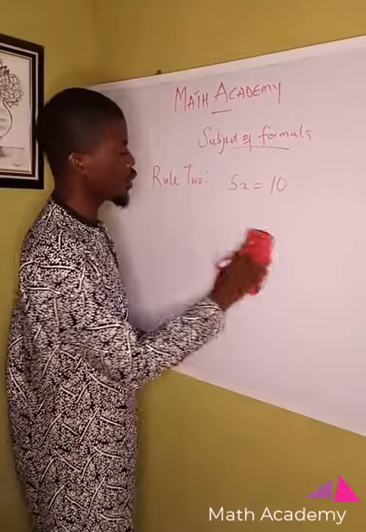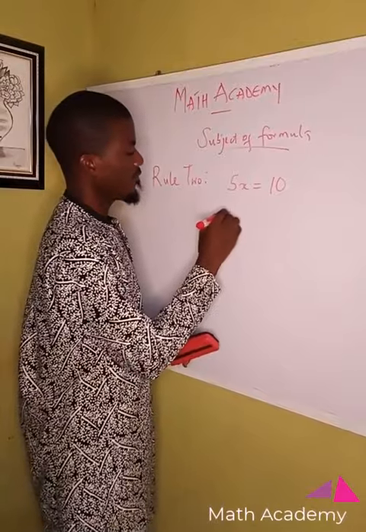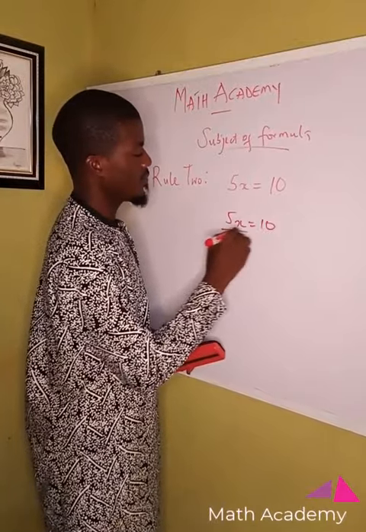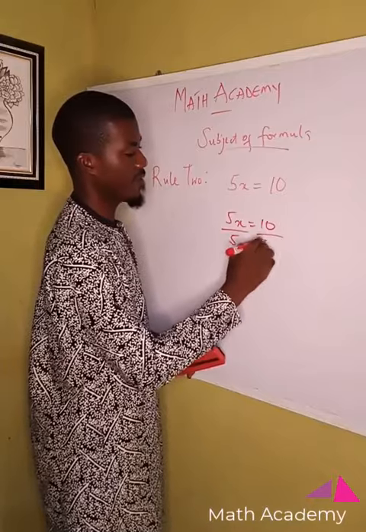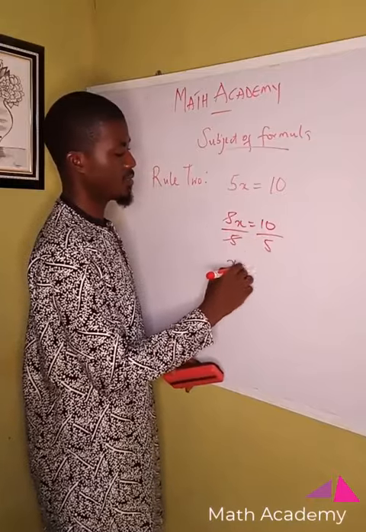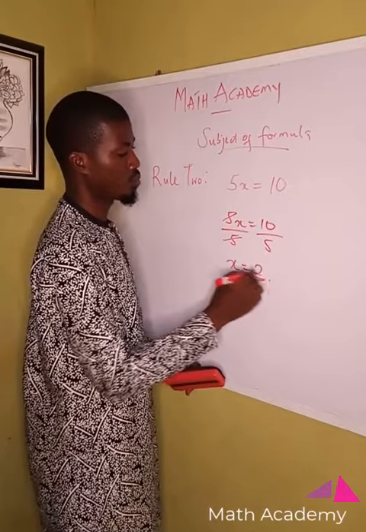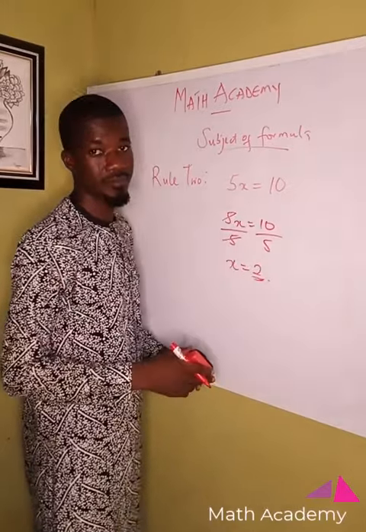So here, what we do is 5x equals 10, divided by 5, right? Divided by 5. So 5 cancels 5, x equals 10 divided by 5, which is 2. So 5 times 2 gives us 10.